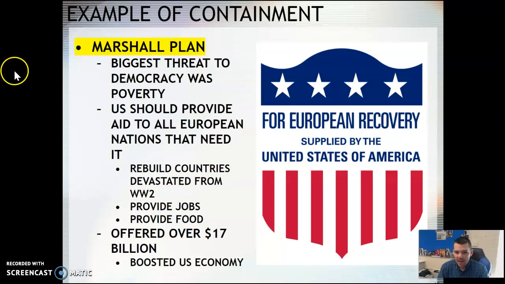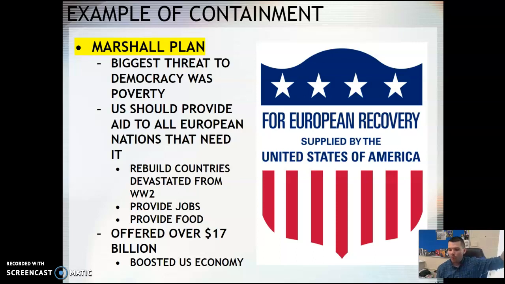So the best way to do that is let's give them lots of money. $17 billion we're going to give them to help rebuild after World War II. Help them build their cities. Help them build their roads. Help them build their infrastructure. What does that do? It creates jobs. If people are working, they can afford to eat.